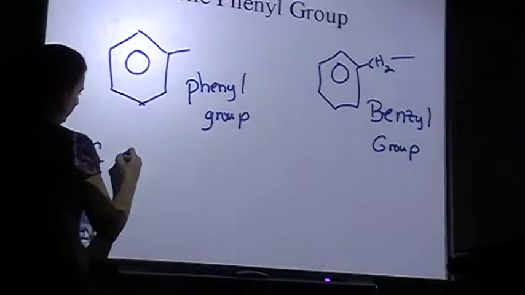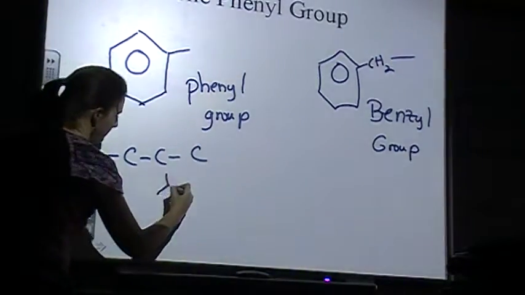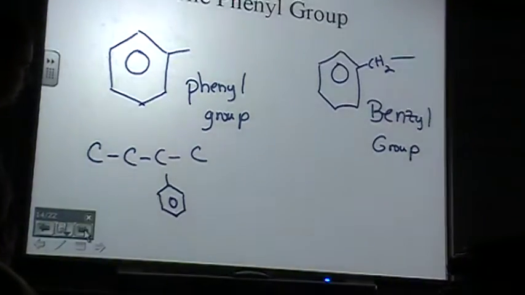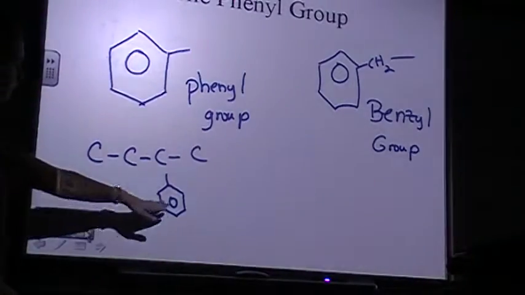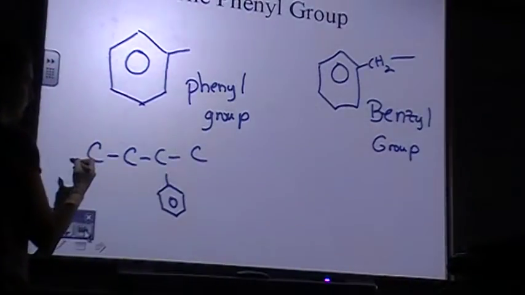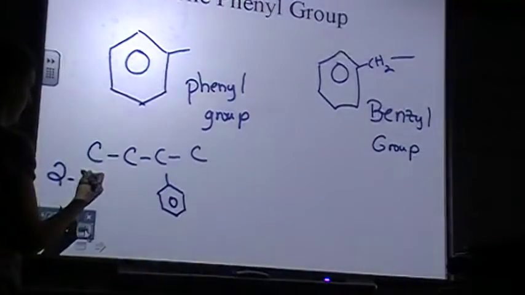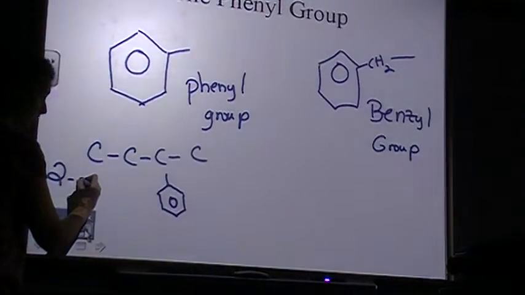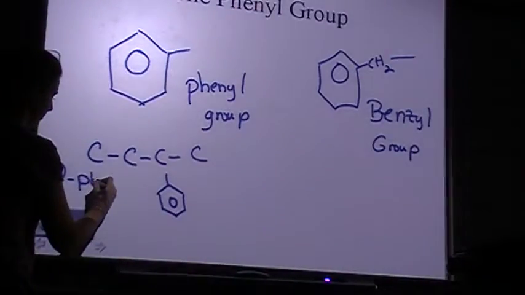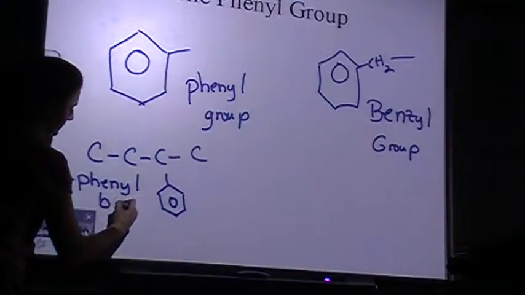Here's an idea. 1, 2, 3. What if I had a chain of 4 and I stuck that benzene right here? What do you think his name could be if this is a side group? 3. And this is butane. What's my number? 2. 2. Oh, yeah. 2. He's a side group. Yeah, I'm assuming you're just shocked. 2-phenyl butane.